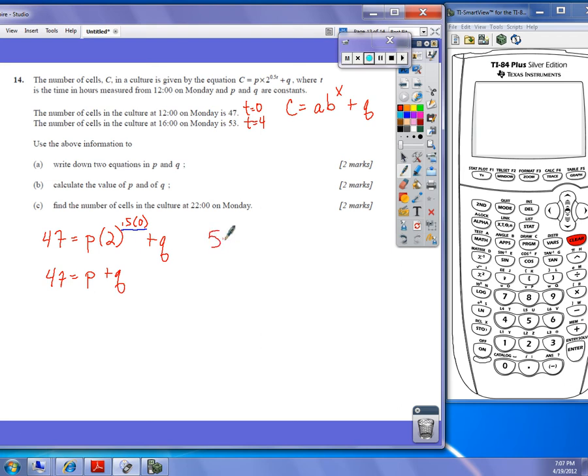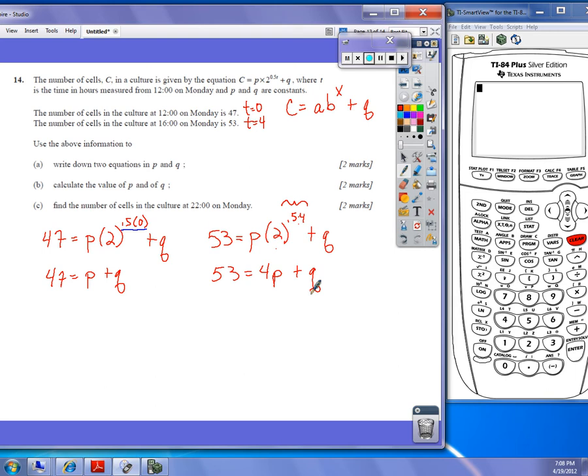Now for a second equation, I'm going to say, well, 4 hours later, the number of cells in my little petri dish is 53. And that's equal to P times 2 to the power of 0.5 times 4, since that was 4 hours later so my time was 4, plus Q. Don't know what Q is. But I can simplify this. Half of 4 gives me 2, and 2 squared is 4. So 53 is equal to 4P plus Q.